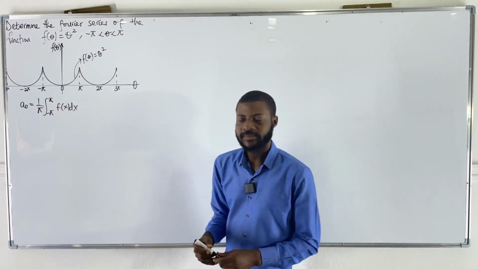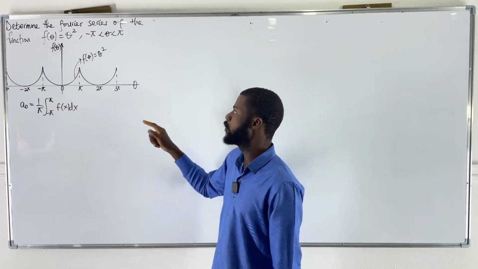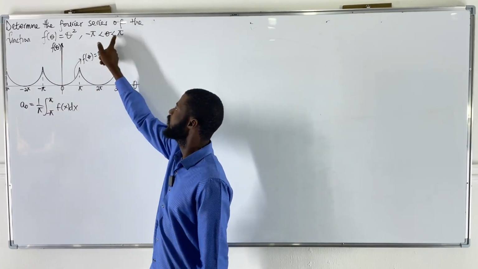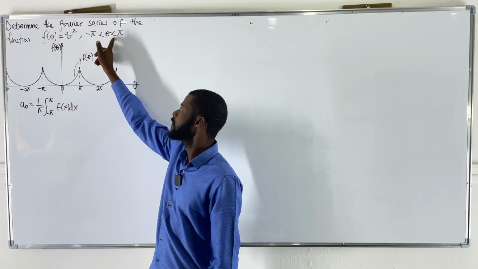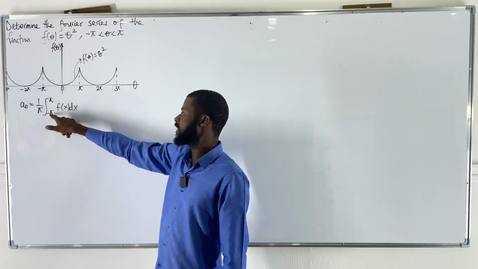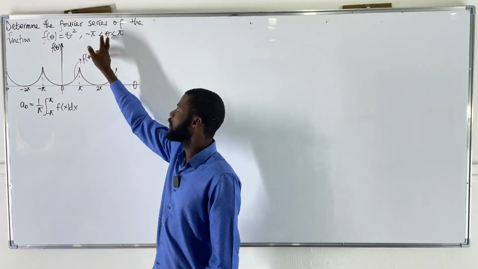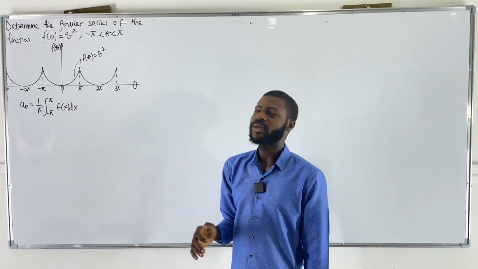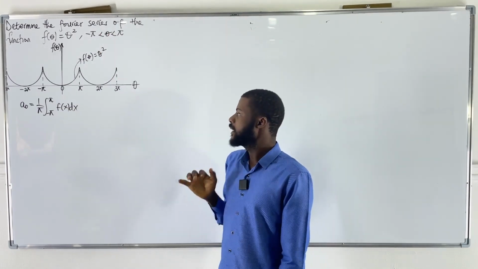If you notice, I did not, listen up, I did not reduce it to say 0 to pi because the function was not split. Assuming it was a piecewise function where there was a split at 0 to pi, I could use that. But since the function is not piecewise, it wasn't split, I'm going to know that.